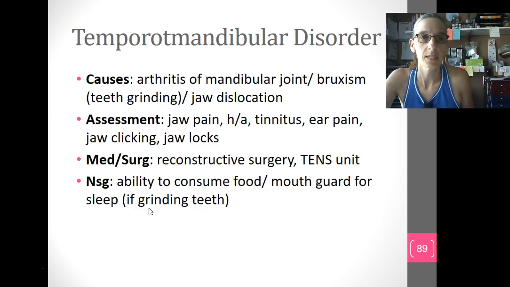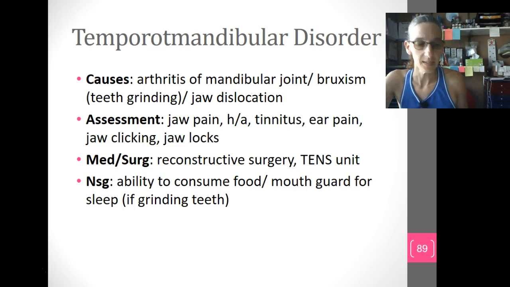All right, moving on to the temporomandibular joint. Looks like I have a typo in there, but it's the temporomandibular disorder. Causes are arthritis of the mandibular joint, bruxism, which is teeth grinding, or jaw dislocation. Assessment's going to be jaw pain, headache, tinnitus. Hopefully you guys remember what tinnitus is. Ear pain, jaw clicking, or jaw locks.